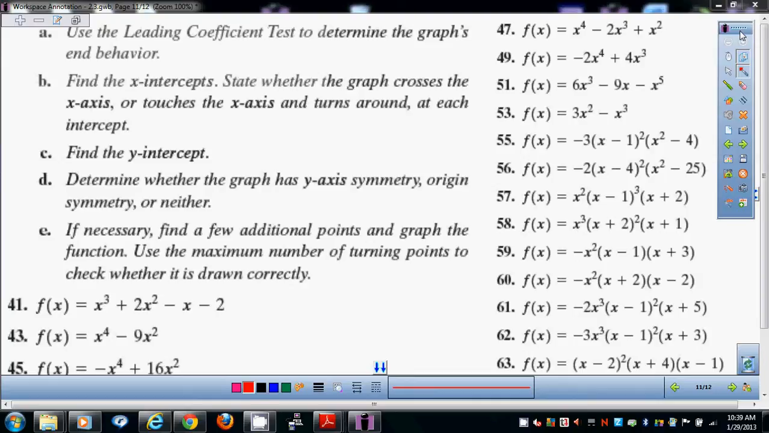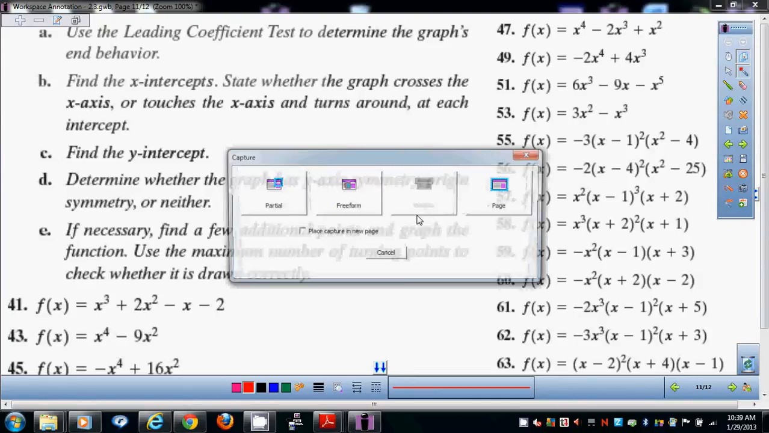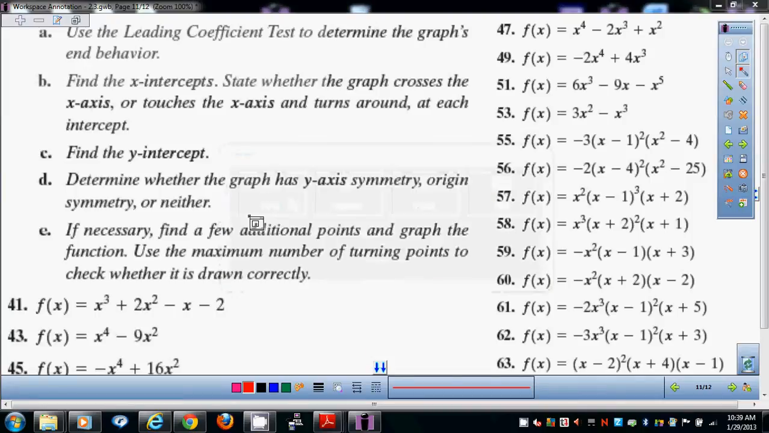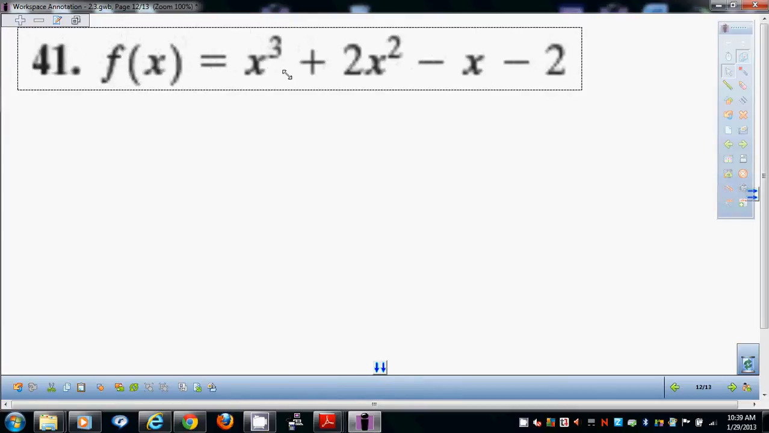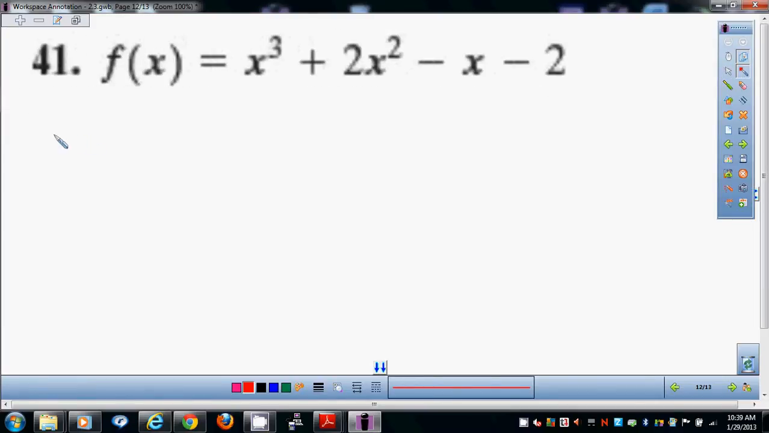Let's do it. Let's just start with 41. So we need to find the end behavior, the roots, the intercepts, the symmetry, and then graph it. Here we go. Step 1. The end behavior. What is my end behavior of this one going to be? Very nice. Odd positive gives you end behavior of down up.